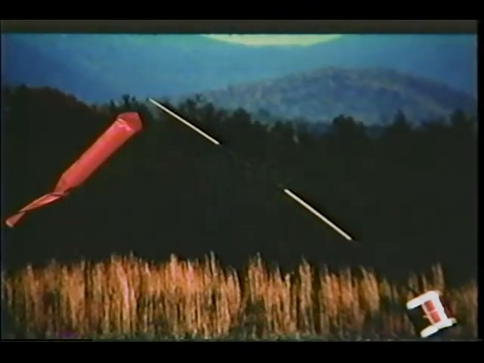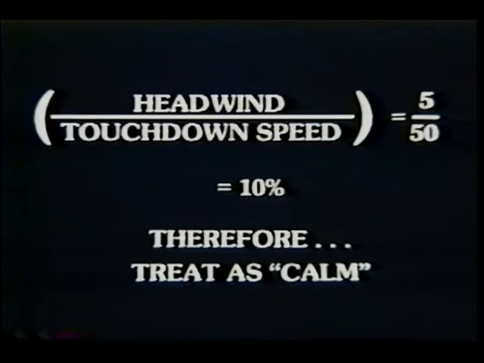To determine your landing rollout distance in the presence of a wind component, consult your POH. But did you know that a light headwind isn't always a factor in computing landing distance? That's right. As a matter of fact, a rule of thumb is to treat a headwind as calm if it's less than 10% of the actual touchdown speed. Here's an example. If your touchdown speed is 50 knots, you can treat a 5-knot headwind as a no-wind condition. But take heed, we just said actual touchdown speed. Don't confuse that with your final approach speed.